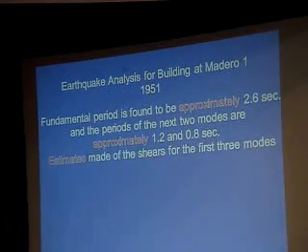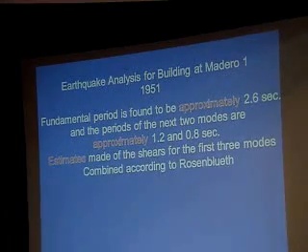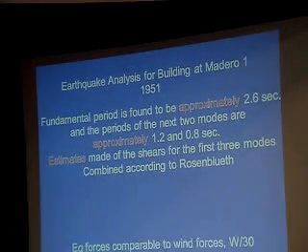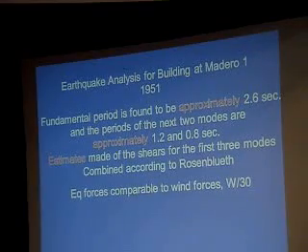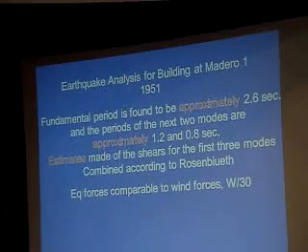Next one. They say they made estimates of the shears only for the first 3 modes, not for the 92 modes that the building has, but only for the first 3 modes. And we combined them according to what Emilio recommended at that time. And then, now here it becomes a little bit shaky. The earthquake forces we found are comparable to the wind forces, which is W/30 forces they're talking about.